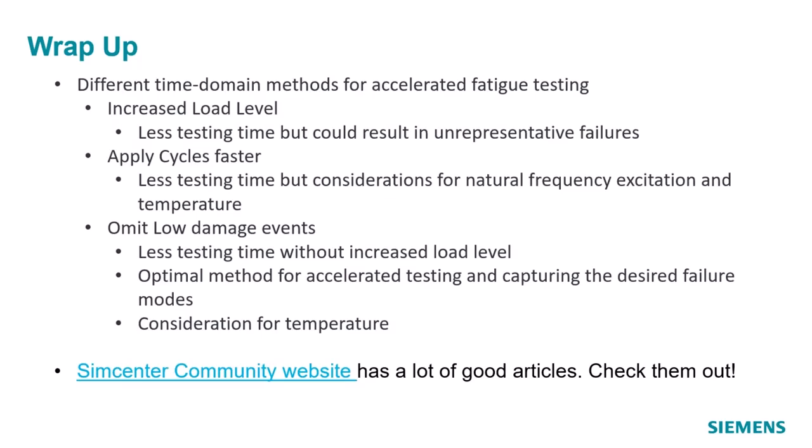So we looked at the various methods for accelerated fatigue life testing: increasing the load level and applying cycles faster. But we found that omitting the low damage events may be the best way to go about doing this, because we are accelerating the testing without increasing the load level, which can cause unrepresentative failure going from the elastic region to the plastic region. And also the frequency of excitation is the same, so it's not exciting something beyond some other frequency range, which was the downside of the applying cycles faster method.